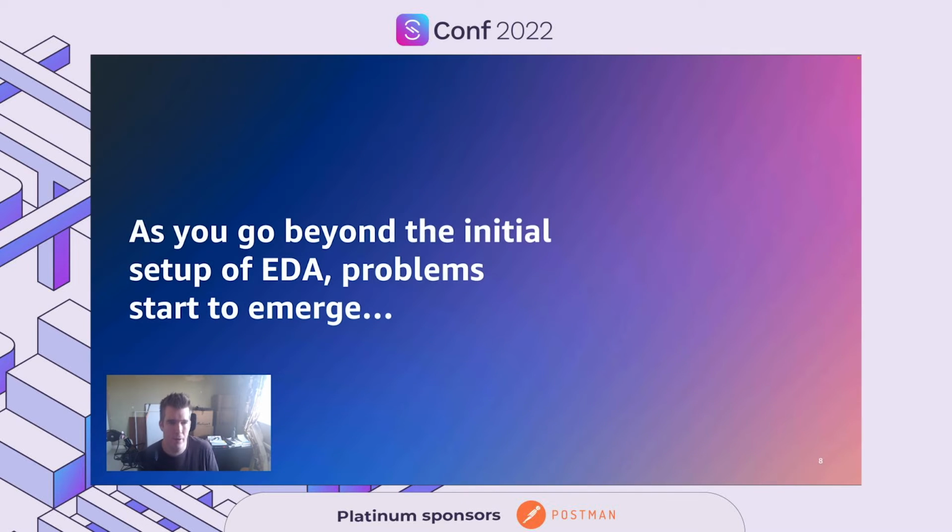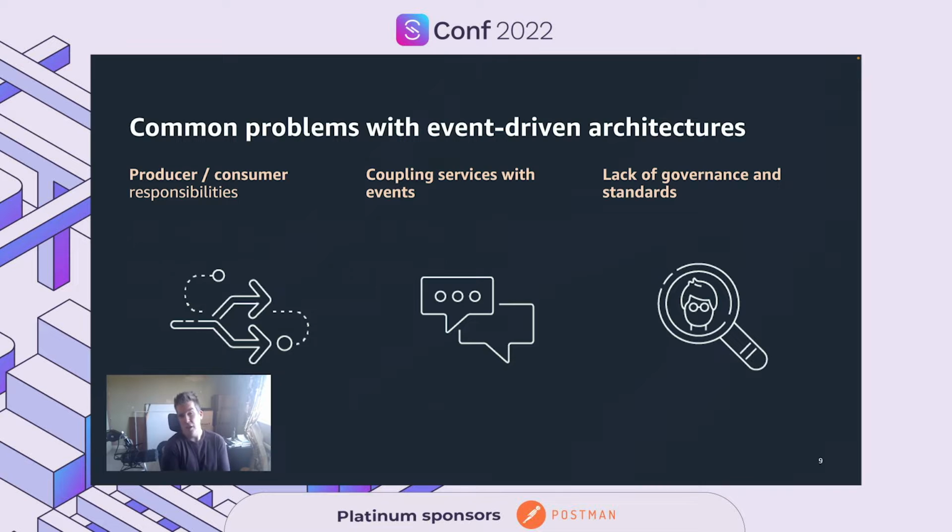Now, once you go beyond that initial setup of your event architectures, you start to see some weird problems emerge. Normally it's not around the technology, but more around behaviors and people in general, to be honest. You start to question the producer and consumer responsibilities. Who owns the contract here? Or maybe it's validation: do you validate at the producer level, the consumer level, or both? Then there's coupling services with events. Even the event design itself can couple you to your producers without you even knowing.